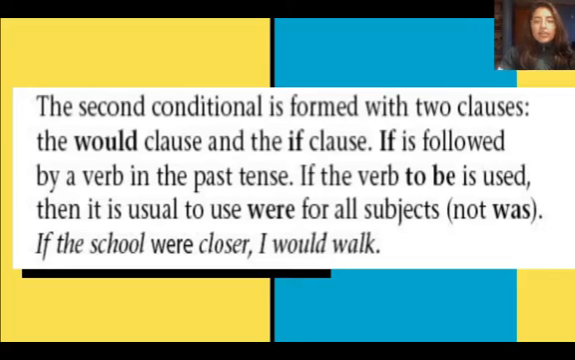The second conditional is formed by two clauses, the would clause and the if clause. If is followed by a verb in past tense. If the verb to be is used, then it is usually to use were for all subjects, not was.